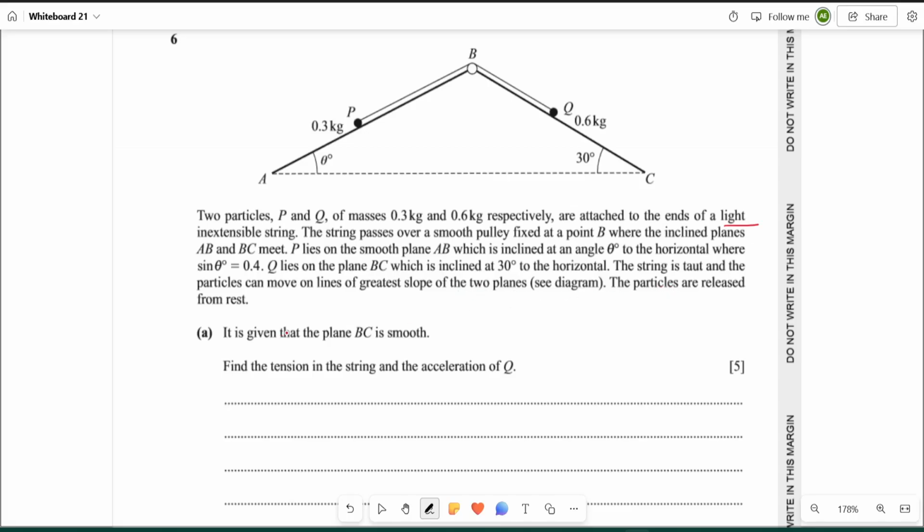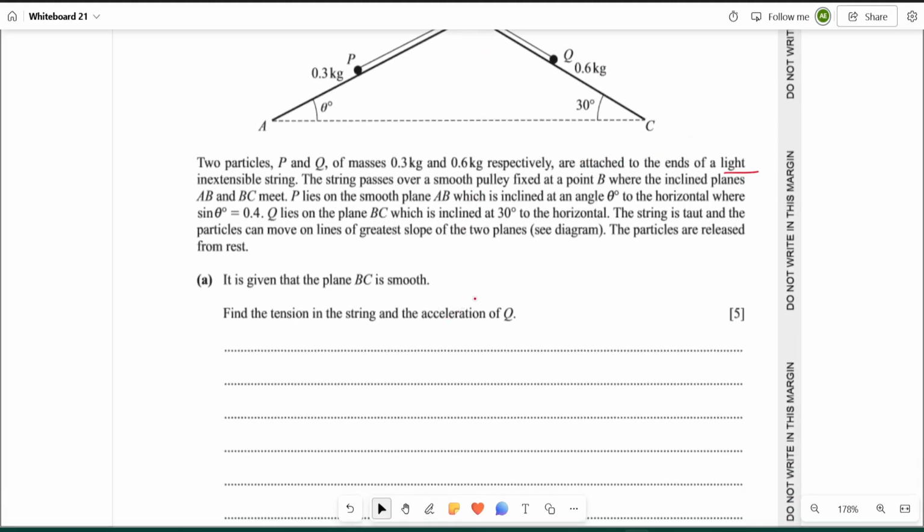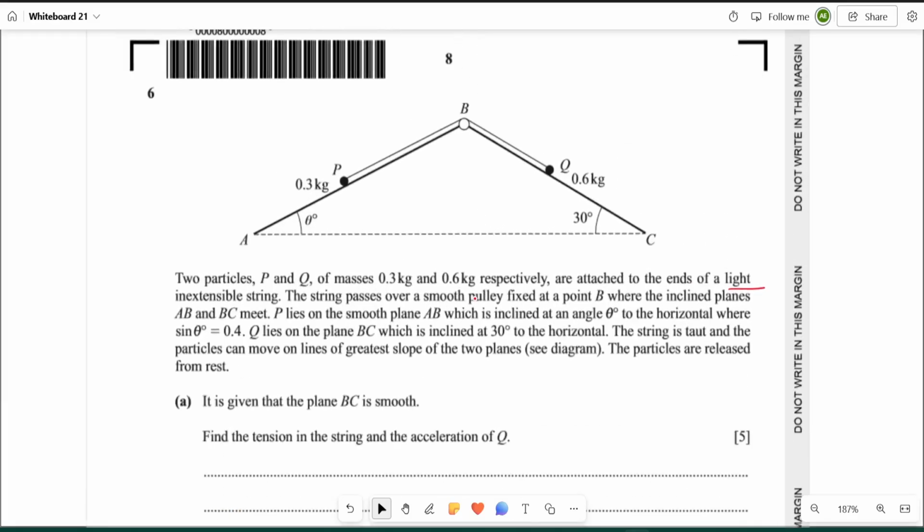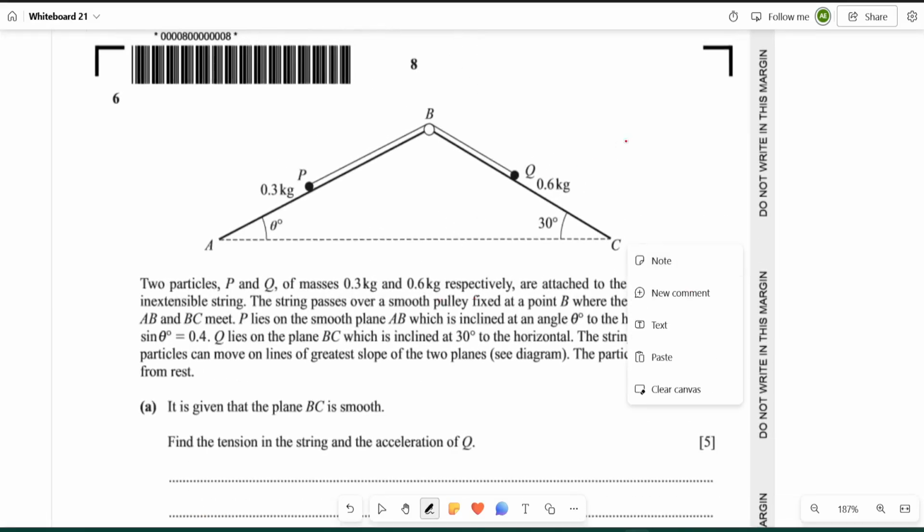The particles are released from rest. Given that BC is smooth, so also BC has no friction. Find the tension in the string and the acceleration. So, over here, you always have to start the same way, which is basically just drawing a free body diagram of what is happening. So let's do that.